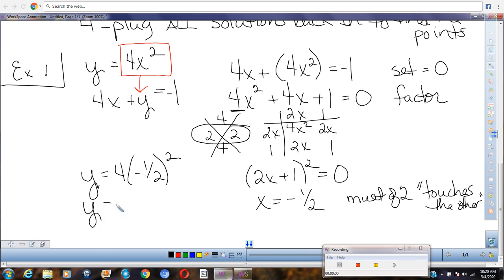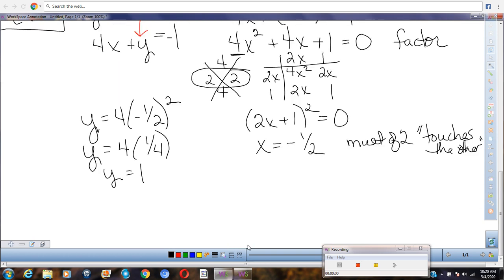Solving for y, we get y equals 4 times negative 1/2 times negative 1/2 is 1/4. And we get y equals 1. Now we know we're not done. Remember that you need to write the solution as a point. This point would be negative 1/2 and 1.